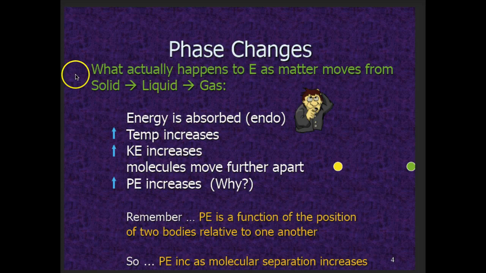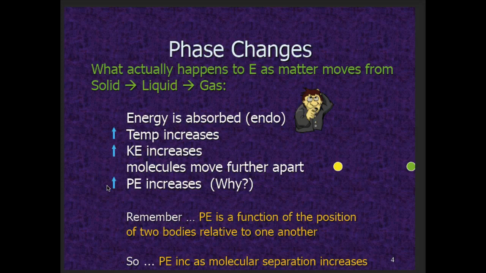Things to be thinking about and considering are what actually happens to energy as matter moves from a solid to a liquid to a gas. So in the endothermic situation, we know that energy is being absorbed, and we talked about kinetic energy, and that kinetic energy is measured through temperature. So if heat is moving into the system and kinetic energy is going up, the temperature is increasing also, and the potential energy is increasing.